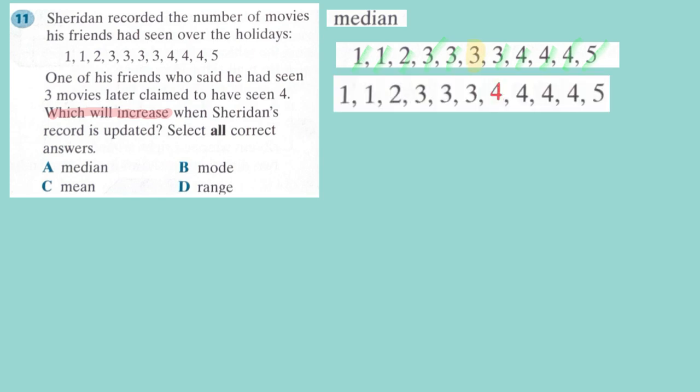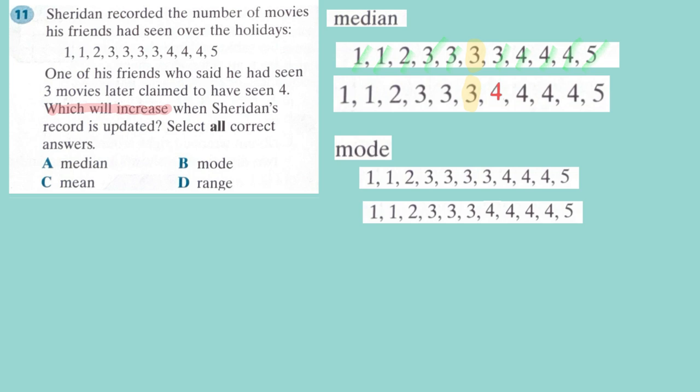Now instead of that 3, we will replace it by a 4 and we'll see if that changes the median. Well, it's still in the same place, so it'll still be right in the middle here. So as you can see, there's no change in the median. Let's take a look at what's happening with the mode.